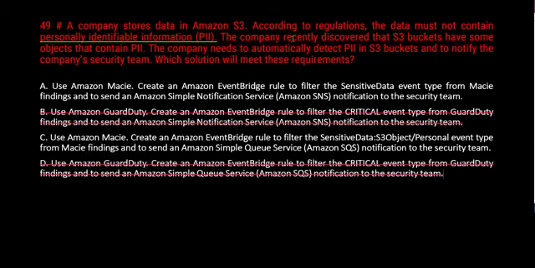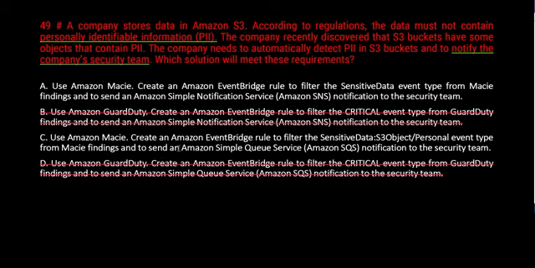And then let's read the remaining question. The company recently discovered that S3 buckets have some objects that contain PII. The company needs to automatically detect PII in S3 buckets and notify the company's security team. Okay, so that second option is about notifying. We already know we will use Macie for the first part, so both are the same. So here the difference is, here you need to create an EventBridge rule to filter the sensitive data event type from Macie findings. Here, a rule to filter the sensitive data S3 object personal event type from Macie findings.